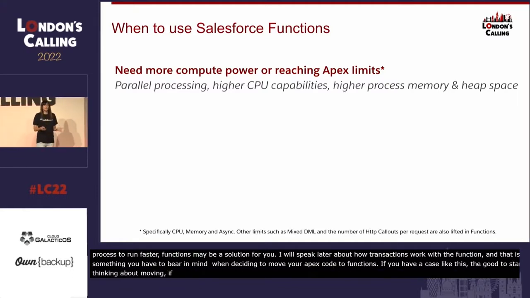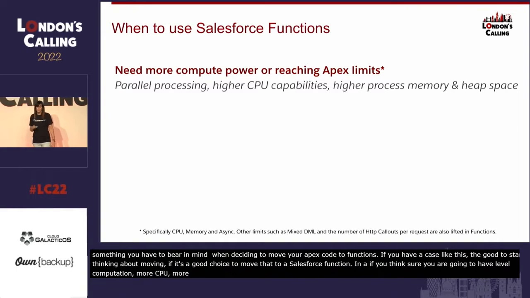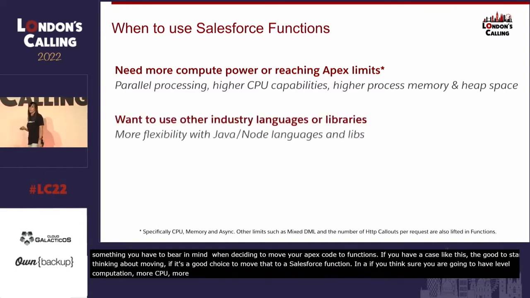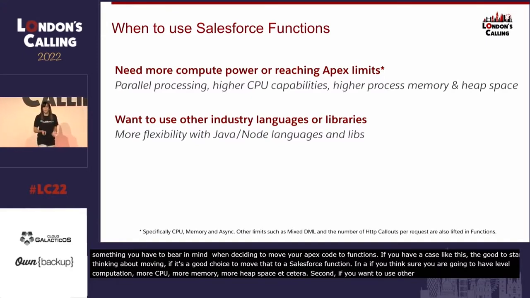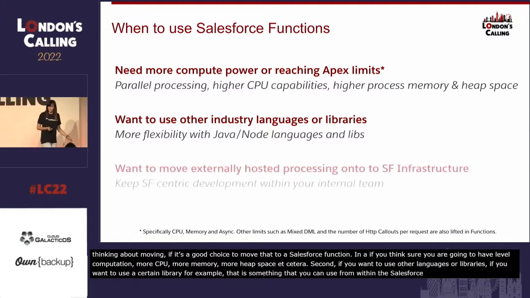Because in a function, you are going to have parallel computation, you are going to have more CPU, more memory, more heap size, etc. Second, if you want to use other languages or libraries, if you want to use an NPM library, for instance, that is something that you are going to be able to use from within a Salesforce function and that you cannot use from Apex straight away, right?